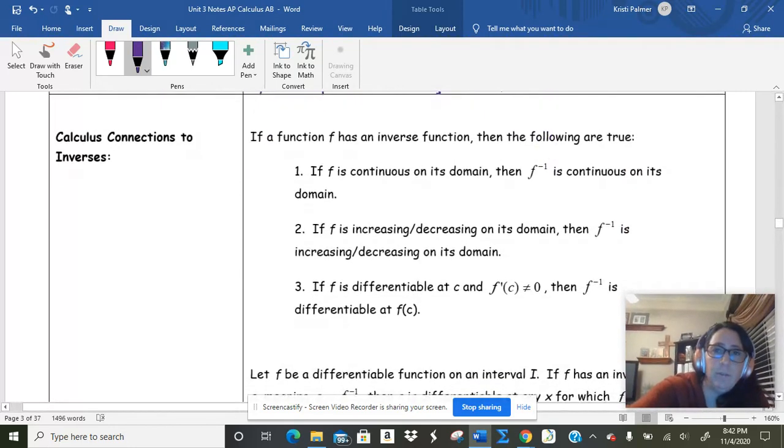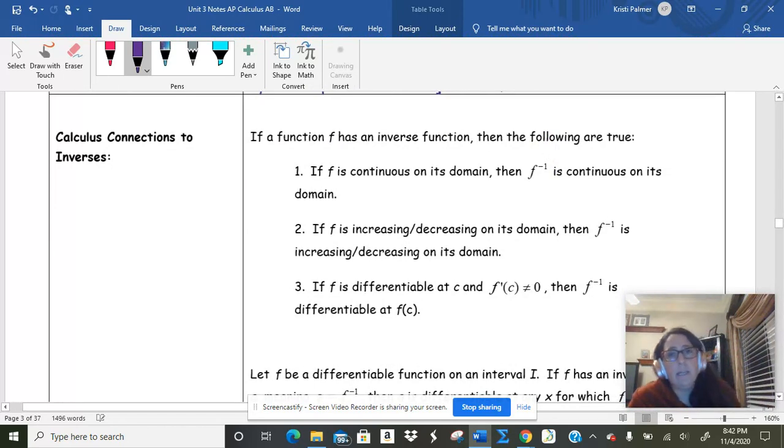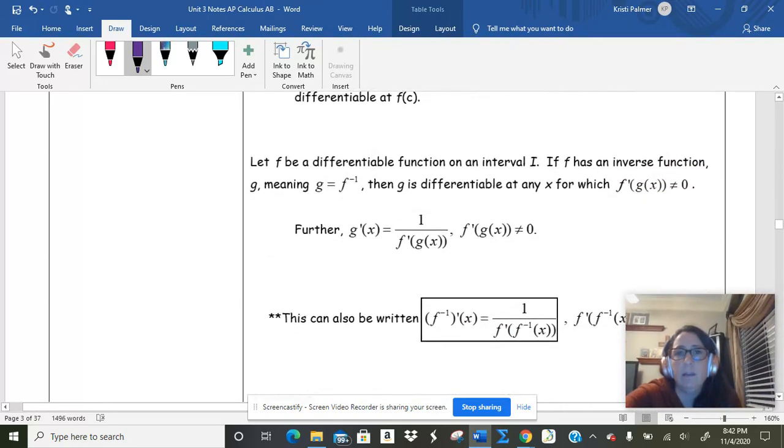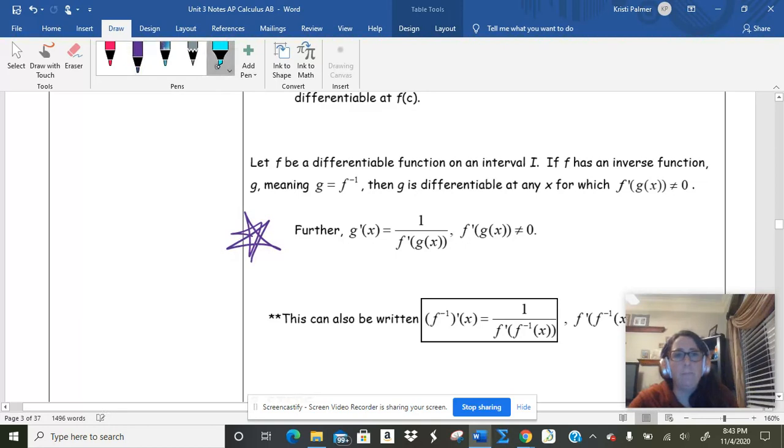Okay, so all of that is review. So we're going to look at the calculus connections. If f is continuous on the domain, then f inverse is also continuous on that domain. If f is increasing or decreasing, then f inverse is going to be increasing or decreasing. So just some things with the differentiability, okay? But this is what we really want to know.